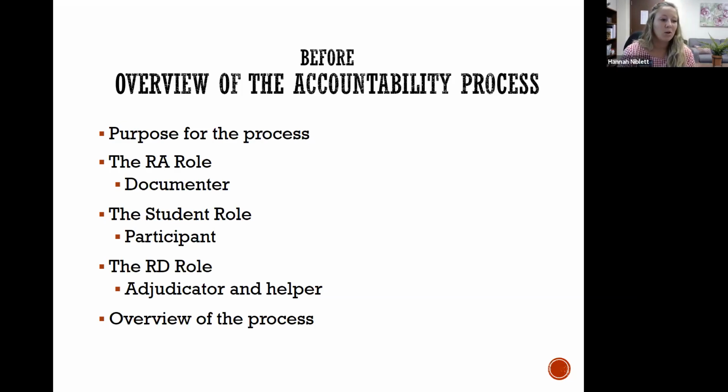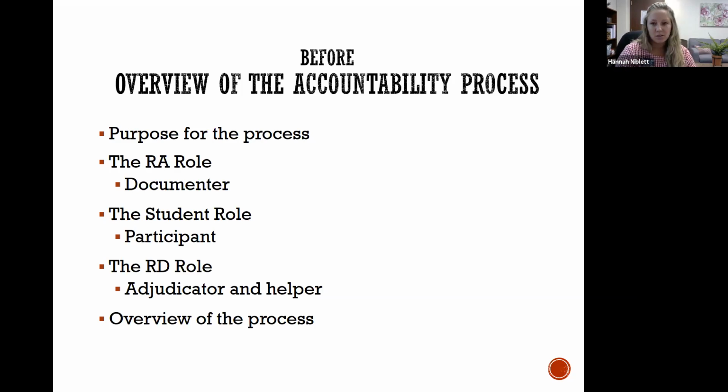So the RA role in all of this is just the documenter. So sometimes, you know, you guys are on the front lines. It's going to feel like you're the one who's just getting students in trouble. But really, you're just there to document the situation, and then the RD later is the one who makes the decisions.